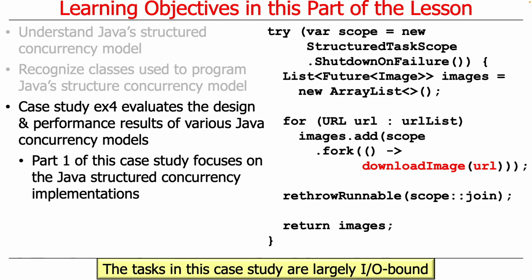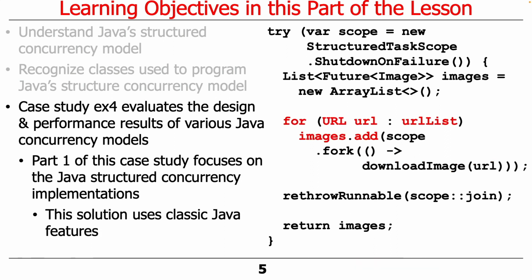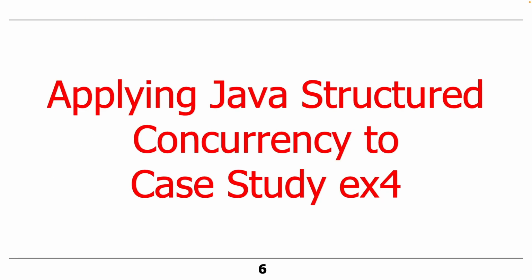And we're going to use I/O-bound tasks here. So up to this point, we've been looking at compute-bound tasks. We're now going to take a look at I/O-bound tasks, where we're going to download a bunch of images from a website or from different websites, different URLs, and store them. This solution, we're going to look at first, uses classic Java features. We'll look at other ones that use other features. So let's go ahead and take a look at this.